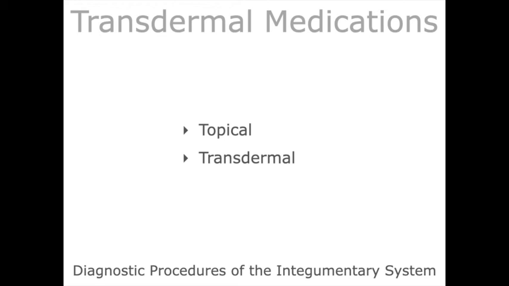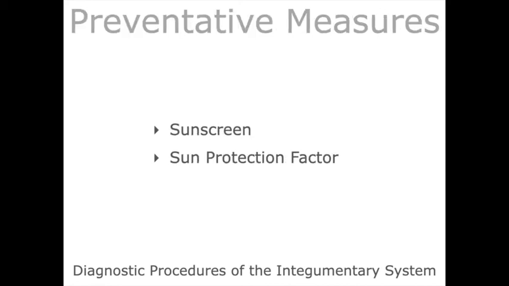A transdermal patch may be used to convey medications, such as nitroglycerin for angina pectoris, hormones for hormone replacement therapy, or scopolamine for motion sickness. Sunscreen that blocks out harmful ultraviolet B rays is sometimes measured in terms of the strength of the sun protection factor. Some sunscreens also give protection against ultraviolet A.